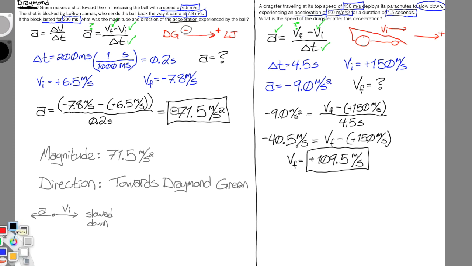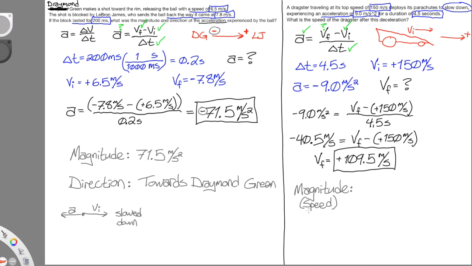Again, we want to interpret this. So the magnitude is just the number. Because our answer is a vector, it will have a magnitude and a direction. The magnitude of the velocity is the speed, which is what we were asked for. But that is just 109.5 meters per second with no positive or negative.